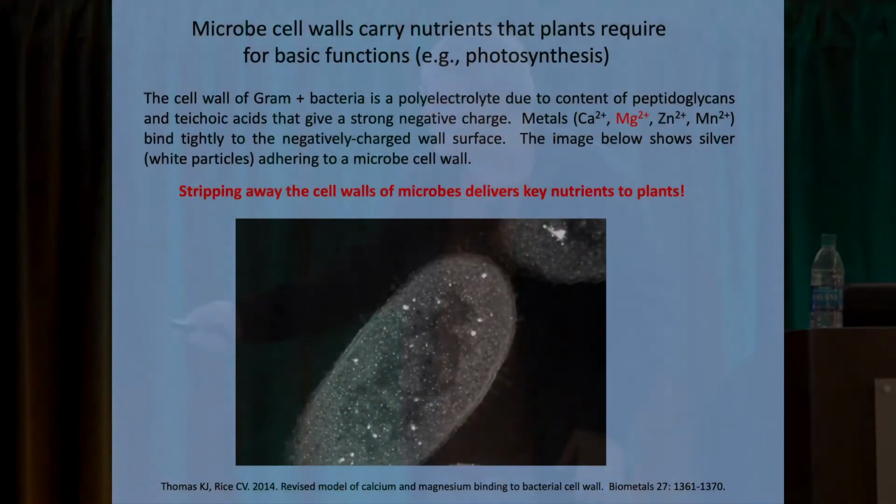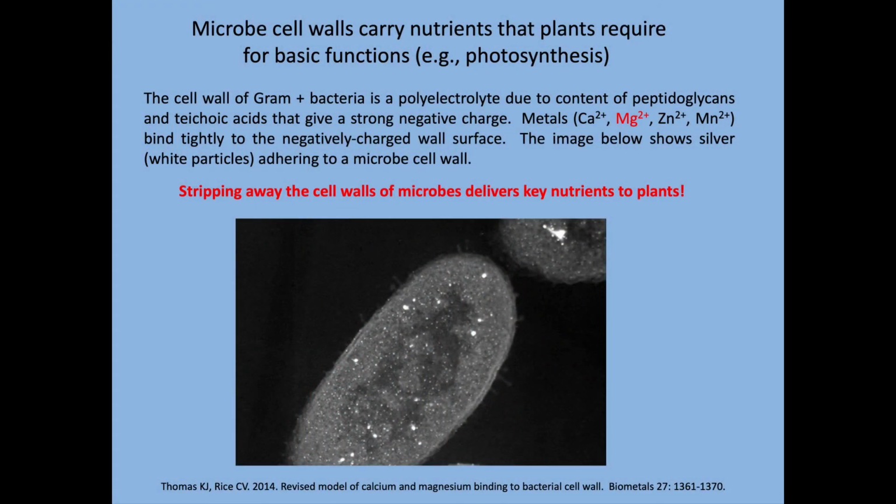Okay, the cell walls of microbes have a negative charge, and the iron will just stick on it. Metals will stick on it. Zinc will just stick on it. This actually is a bacterium, and it shows all these little silver dots. That's silver particles sticking to the wall. So when the plant takes the wall away, it gets the metals right there.